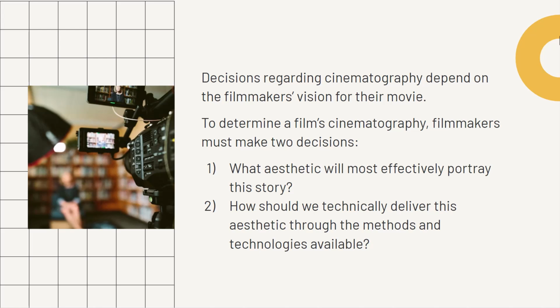Decisions regarding cinematography, that is, decisions about film stock, color, lighting, framing, and camera work all depend on filmmakers' vision for their movie. First, they must decide what kind of aesthetic will most effectively portray the kind of story they want to tell. And then they determine how to deliver that aesthetic visually based on the methods and technologies available to them. These decisions ultimately amount to a film's style.